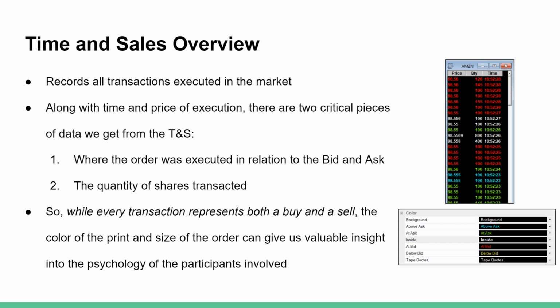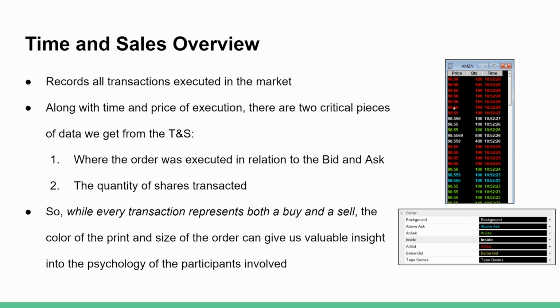So first off, just to start from the absolute basics, the time and sales is just a record of all of the transactions that have been executed in the market, right? So if you look at this time and sales snapshot of Amazon, you can see the price at which every single one of these orders is executed, the share quantity, and the time that it went through. Okay? Now, we're getting two super critical pieces of information from the time and sales.